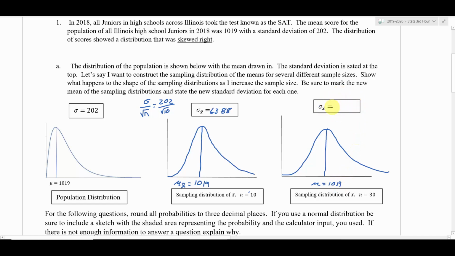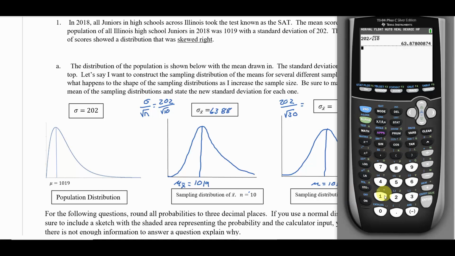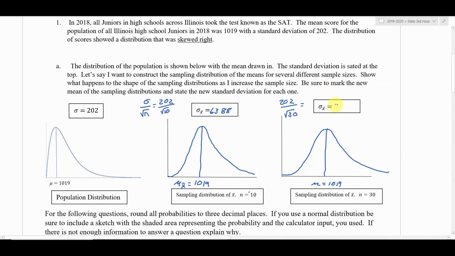And then I'm going to calculate my new standard deviation here for samples of size 30. So I'm going to take 202 and divide by the square root of 30 this time and see what I get. So I'm going to go back to my calculator. I'm going to take 202 and divide by the square root of 30. And we get a standard deviation for the sampling distribution of 36.88. And there we go. Right.